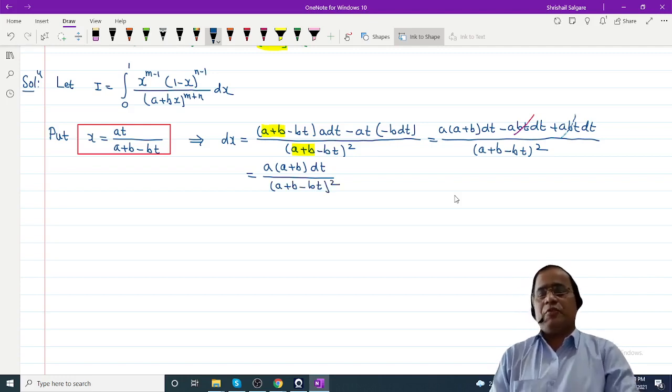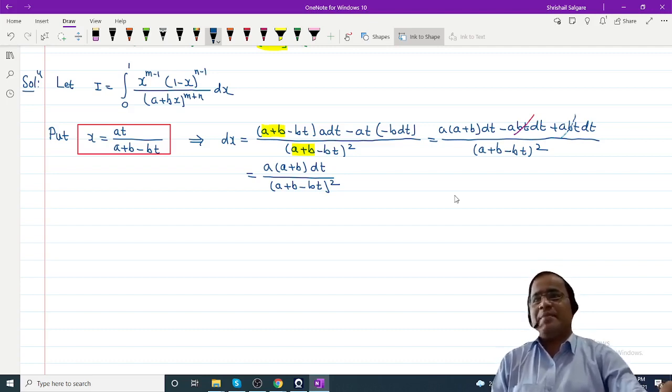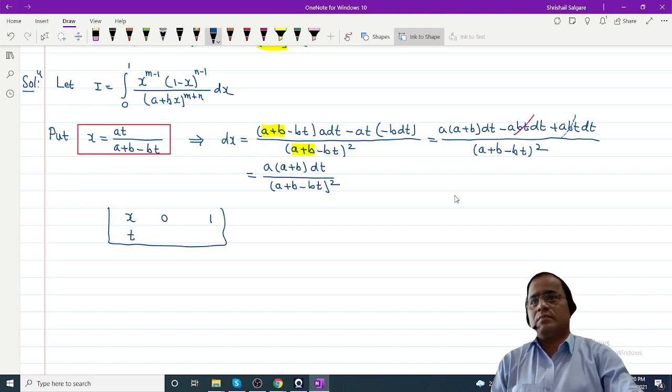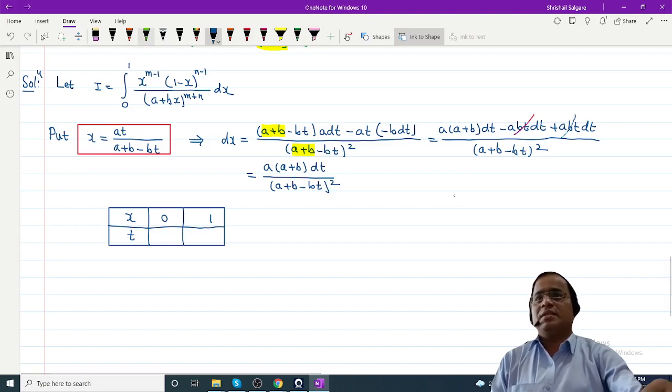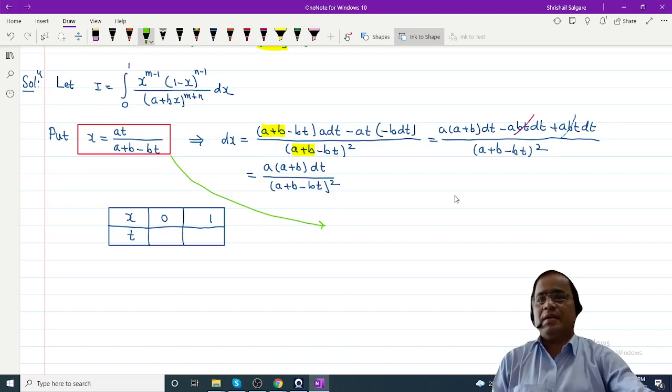Okay, now we have calculated dx. Now again I will give some time to calculate the limits. For the limits, given limits for x are 0 and 1, new limits for t. So take 1 or 2 minutes and tell me the limits. When x is equal to 0, this equation you have to simplify.